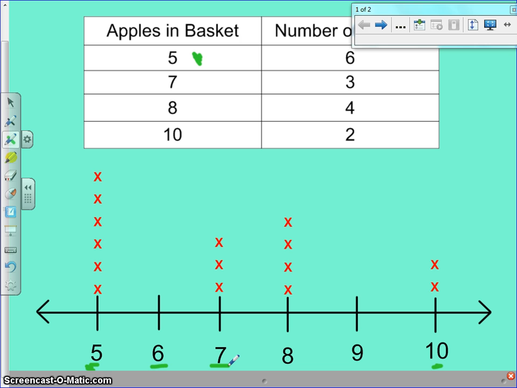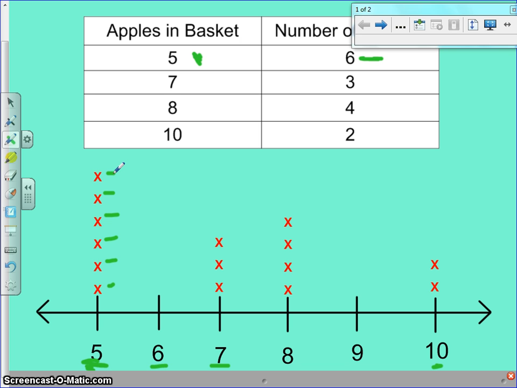Then next we have these X's. And these X's are how many baskets we have of that size. So for instance, we have 5 apples in a basket, and we know from the chart up here we have 6 of those baskets. And so we have 6 X's. 1, 2, 3, 4, 5, 6.